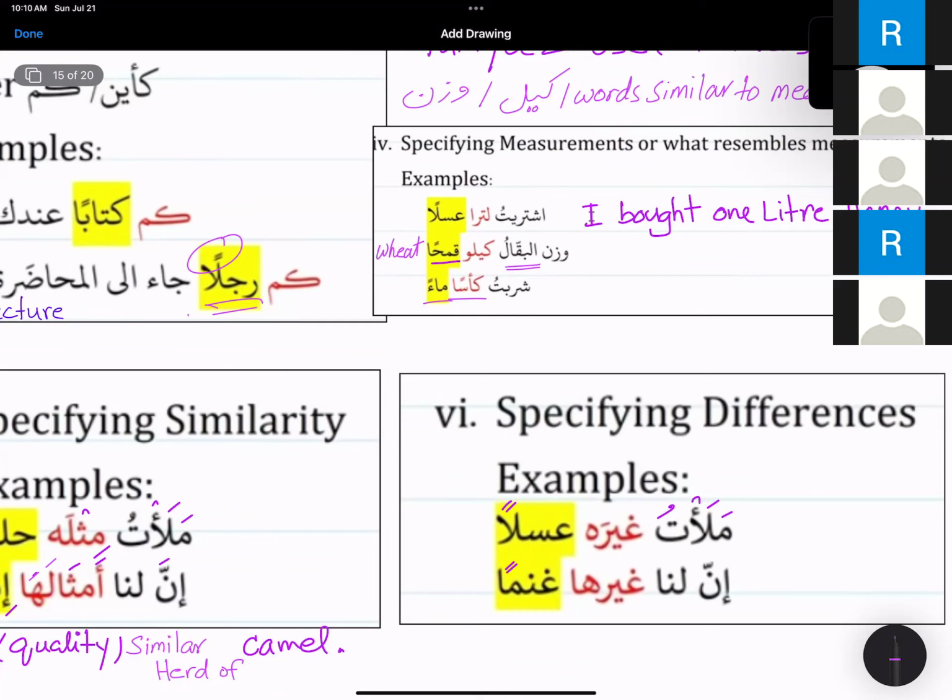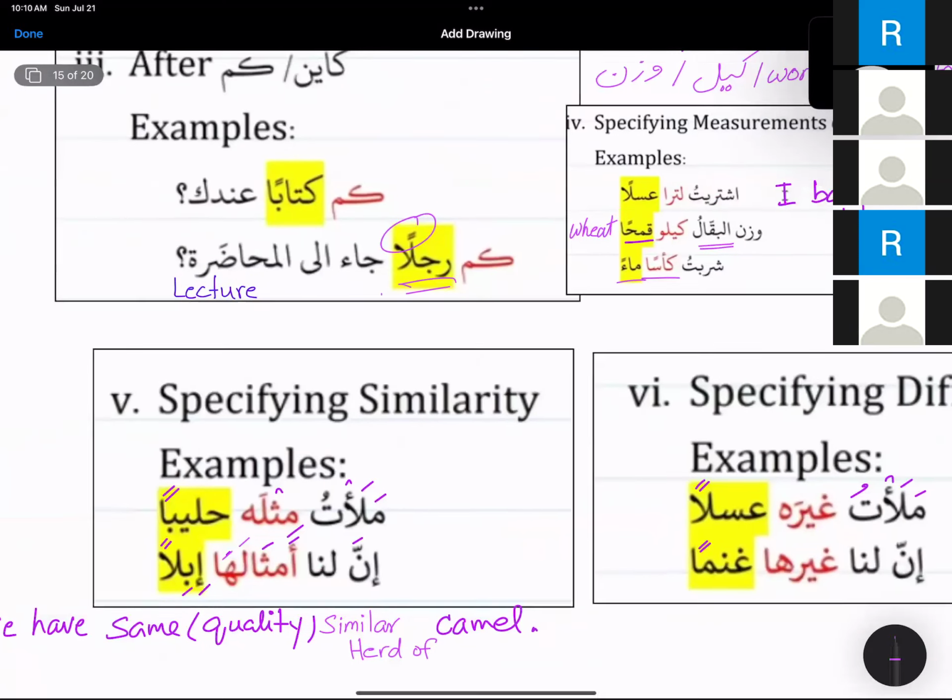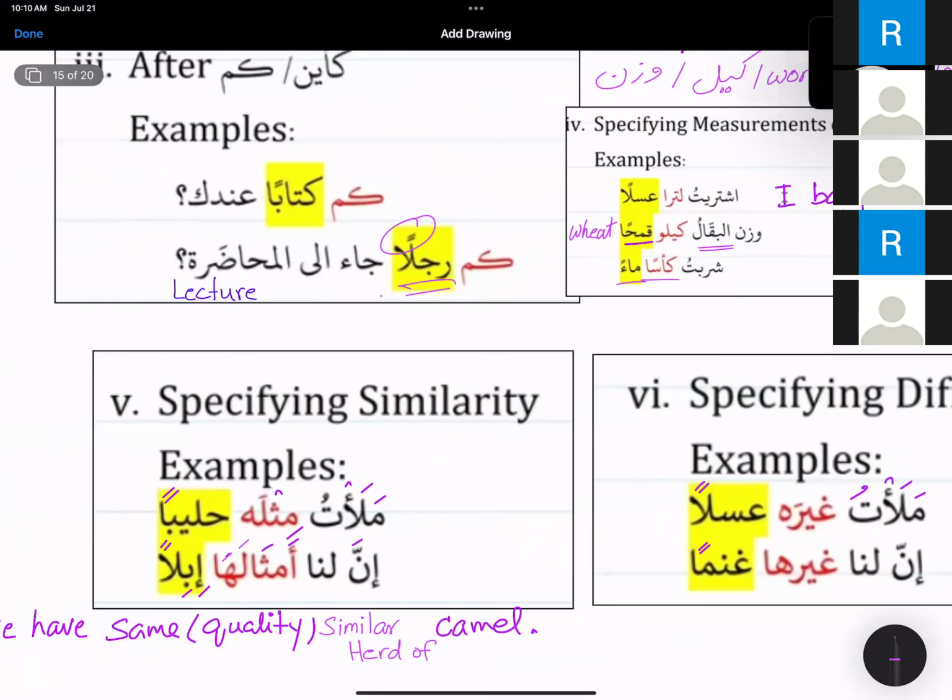So ma'an is the tamiz over here. Then sometimes we use misla or amsal, the plural of it, or ghaira. And that is also referring to some kind of measurement. Right? So mala to misla. So I felt like of it, or I felt same. You're gonna say same what?